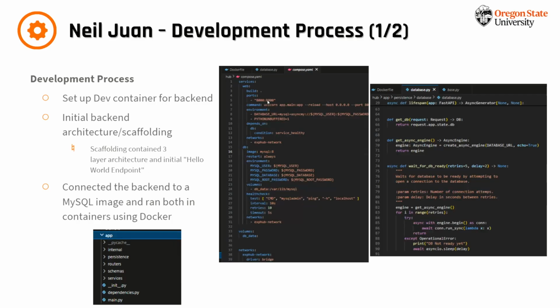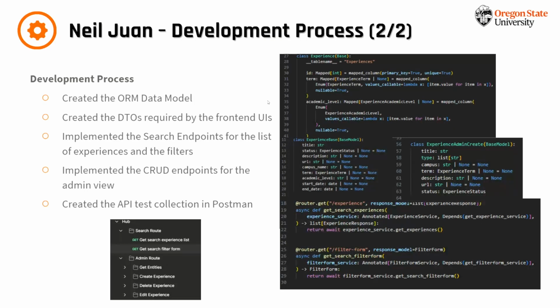So for the development process, it started by setting up the development environment in a dev container, and then writing the initial backend scaffolding and an initial hello world endpoint. And then I connected the backend to a MySQL image and ran both in containers using Docker. And then I created the ORM data model in the backend using SQLAlchemy, and then created the DTOs required by the front end, and then implemented the endpoints for search and the admin view.